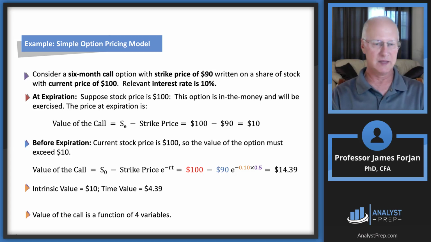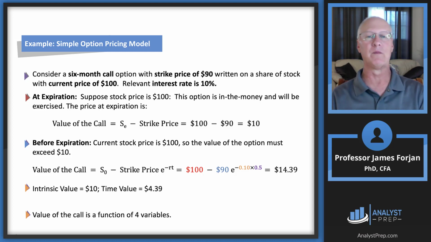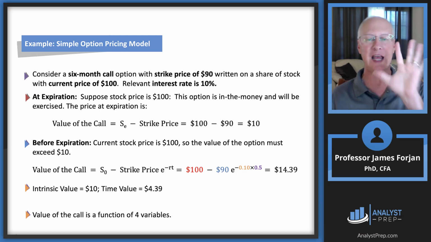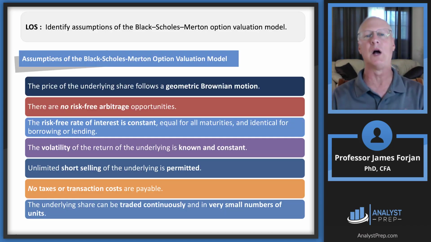So clearly, at the bottom, the value of the call is a function of 4 variables in this simple option pricing model, but we're missing a 5th variable. What's the difference between Amazon and Aqua America? Well, clearly, the standard deviation of those 2 underlying stocks is extremely different. So we need a 5th variable, and this is what Black-Scholes-Merton did in somewhere around 1970. They added a 5th variable that measures volatility to the simple option pricing model.